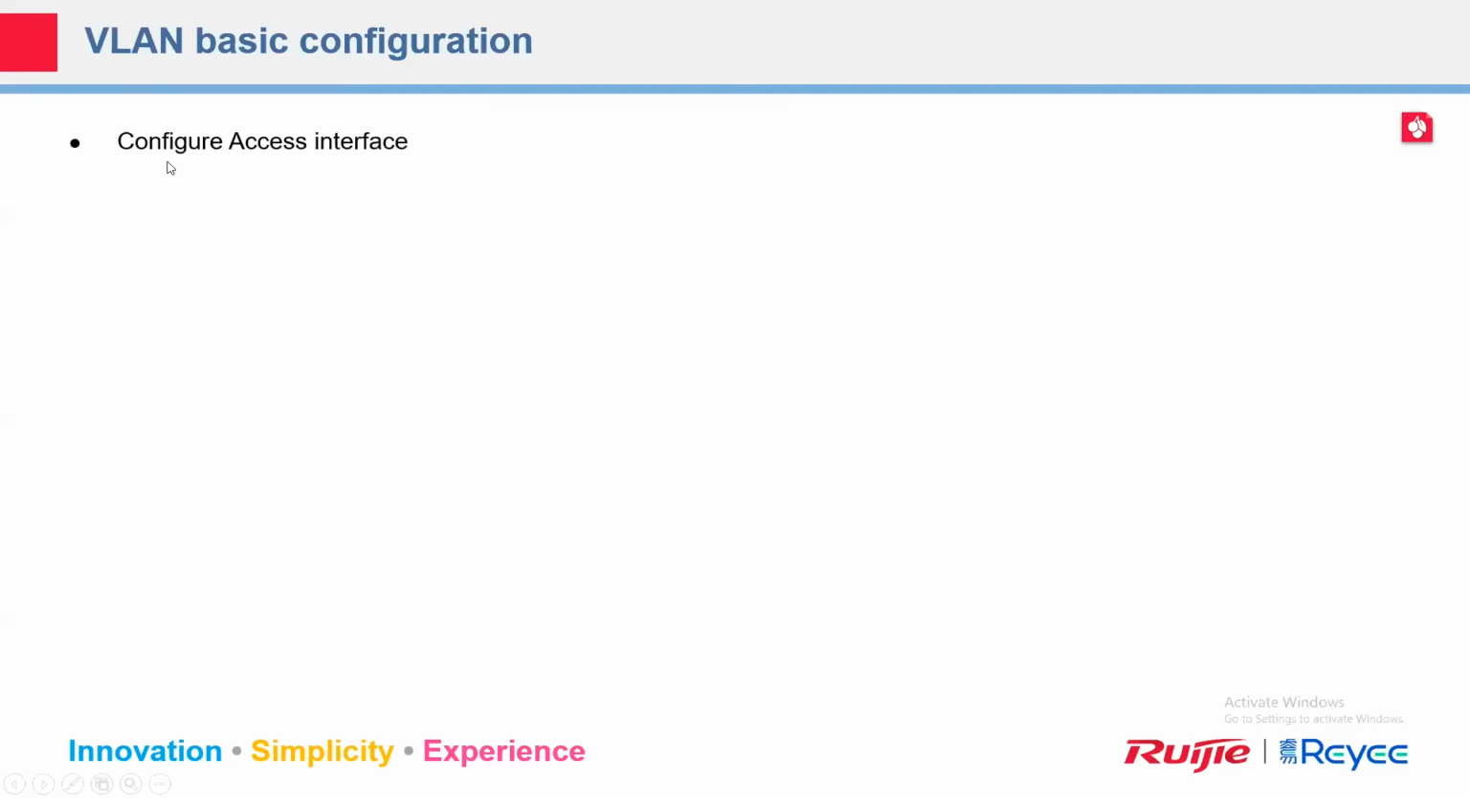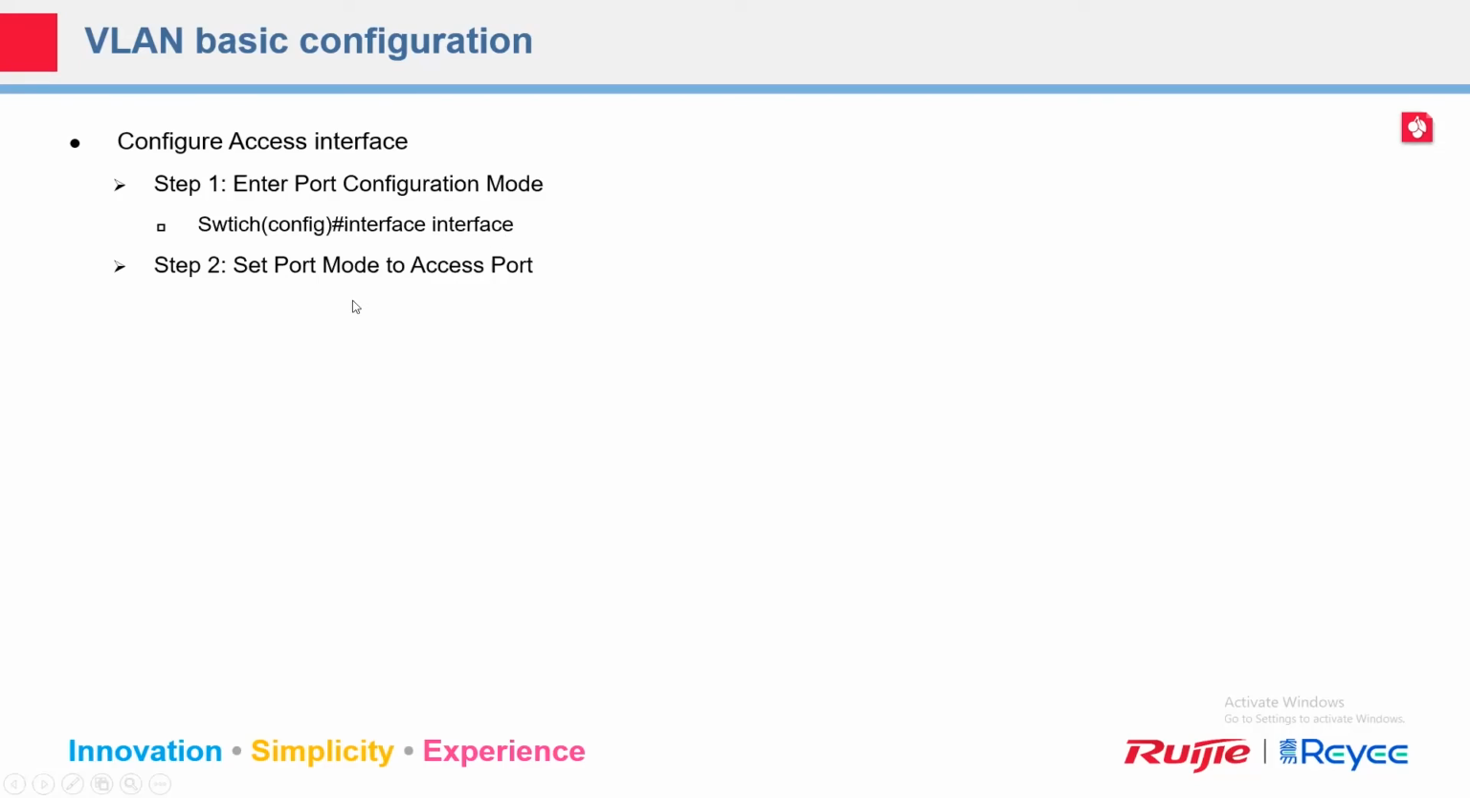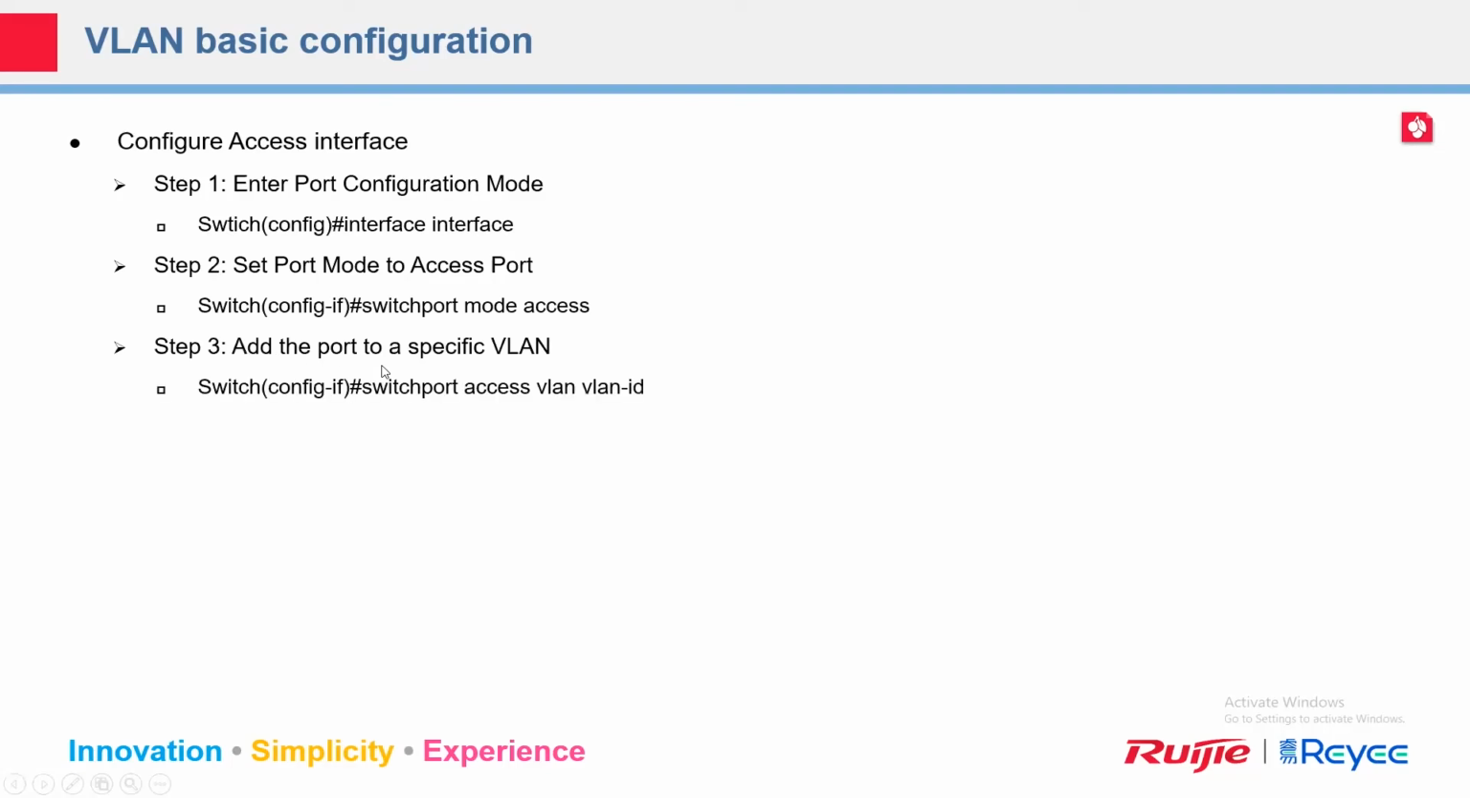And the second one, we have to configure the access interface. Usually, this interface is used to connect with the terminal. Enter the interface, and then switch the mode to access. And the third step, we have to add the port to the specified VLAN. This one also is very important. That's why in the example, we say the first interface is used to connect with VLAN 10, because we are ready to give this interface the specific VLAN.